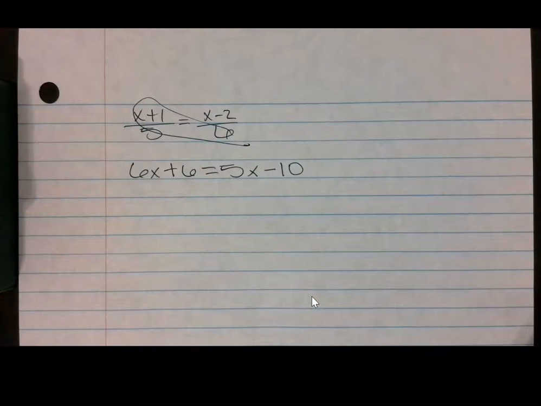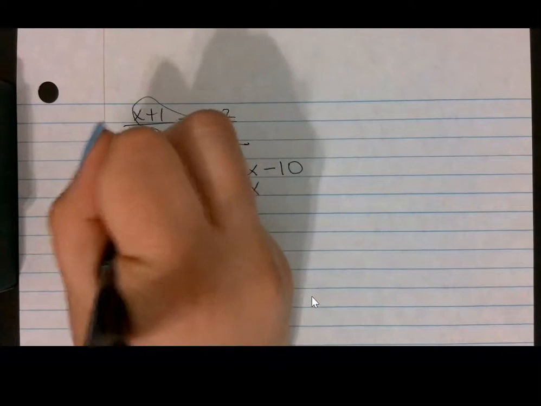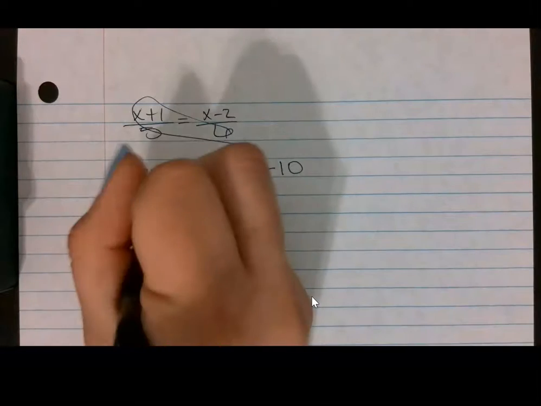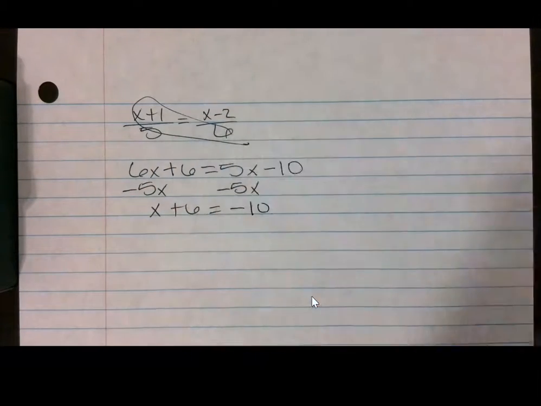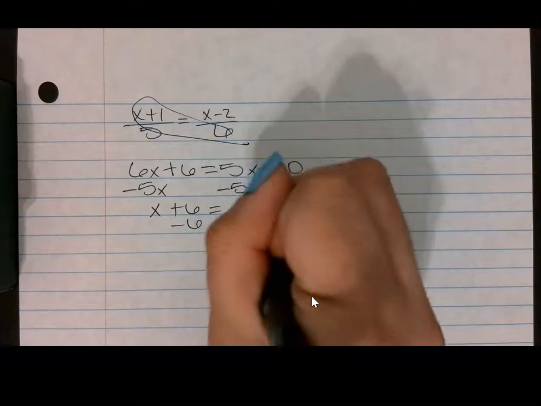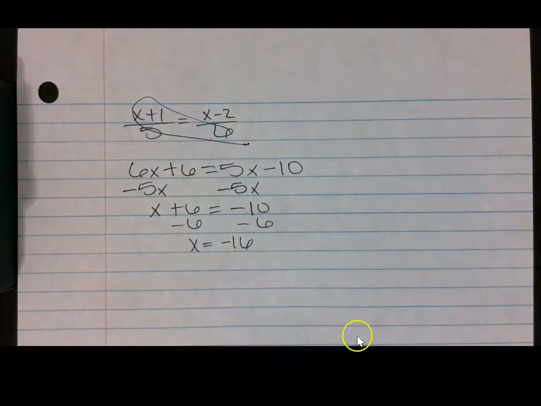Then I want to get all of my variables over to the same side. So I'm going to subtract 5x on both sides. I have x plus 6 equals negative 10. I subtract 6 on both sides. I get x equals negative 16.